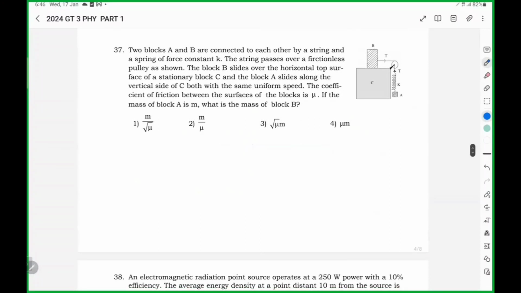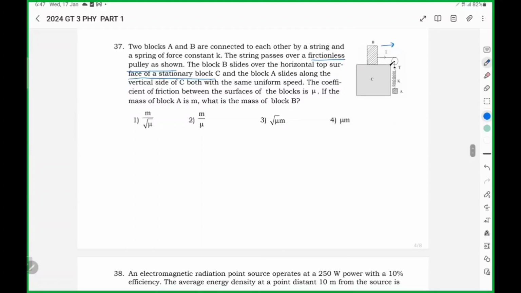The 37th one. Two blocks A and B are connected to each other by a string and a spring of force constant k. The string passes over a frictionless pulley. Block B slides over the horizontal top surface of a stationary block C, and block A slides along the vertical side of C. The mass of block A is M. What is the mass of block B?